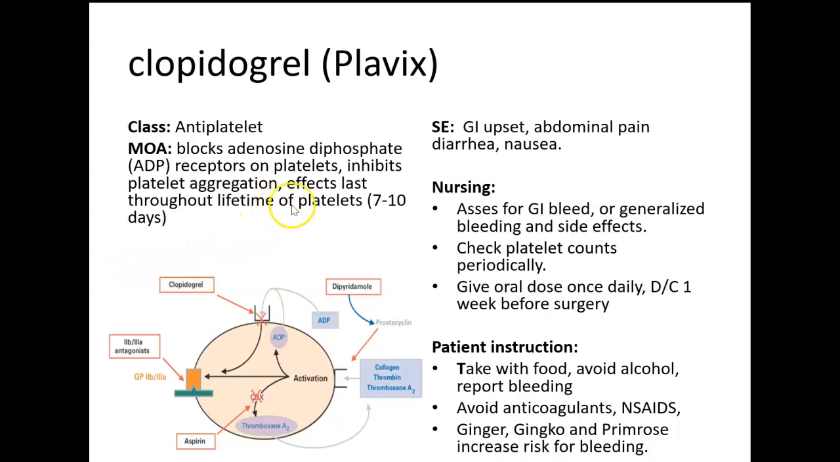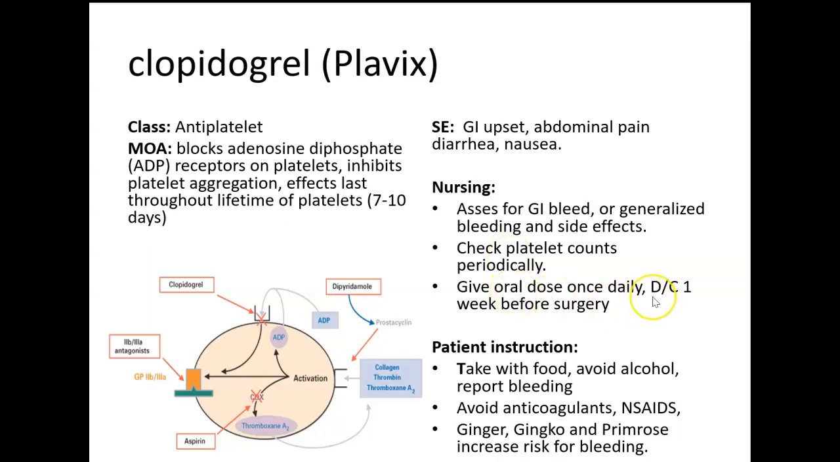So it affects platelets throughout their lifetime, which is 7 to 10 days. And it can cause GI upset, abdominal pain, diarrhea, nausea. So mostly GI symptoms. You're going to check for GI bleed or generalized bleeding because remember, this is going to make platelets slippery. They're not going to aggregate well, so people aren't going to clot well. You want to check platelet counts periodically to make sure those are okay. And then this is given once daily.